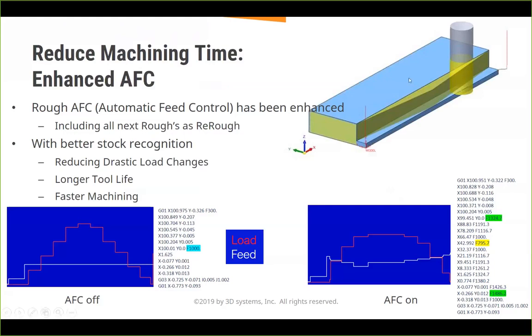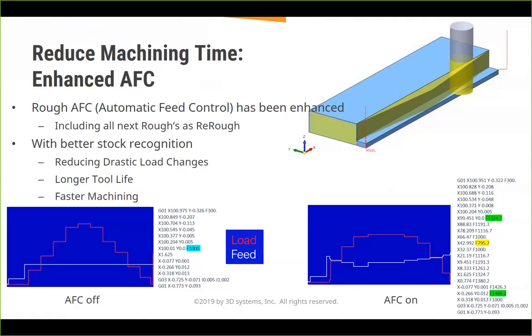In this example, we see the yellow stock, and the rough operation is a simple one line starting from zero stock, increasing in the middle to the maximal stock, and then going down again to zero stock. So on the left side, we see the AFC off option. On the right side, we see the AFC on option. The feed is shown in white, and the load is shown in red. So here we see a constant feed as programmed by AFC off. The feed is 1000. And the load goes up and down as we progress along the cut. And this is expected and good. However, at this point, probably the load is very high. It may even break the tool.